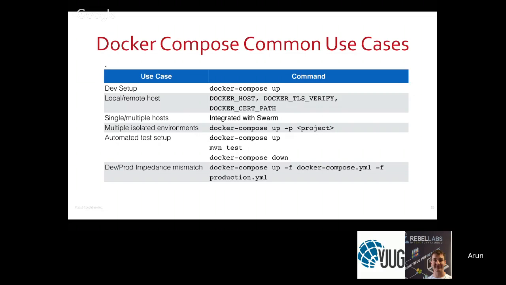And last but not the least, we talked about how it helps you with the dev-prod impedance mismatch. You can keep using exactly the same images, just change the ports, just change the environment variables, and it'll help you reduce the impedance mismatch.